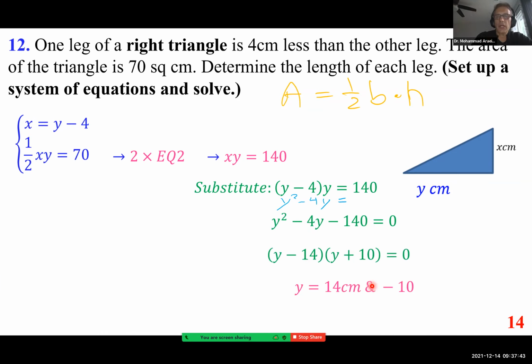Sides can't be negative, so we get rid of this. So y becomes 14. If y is 14, what is x? 10. And as always, you write the units.